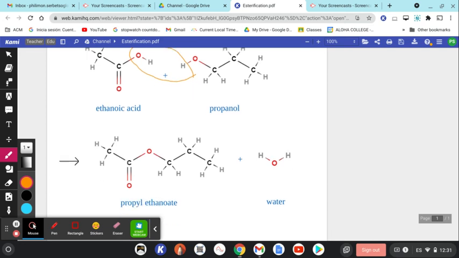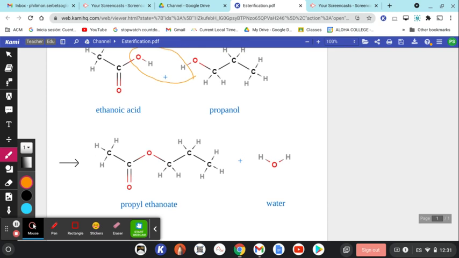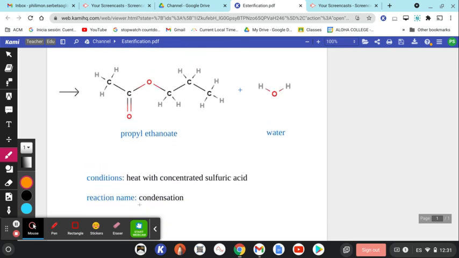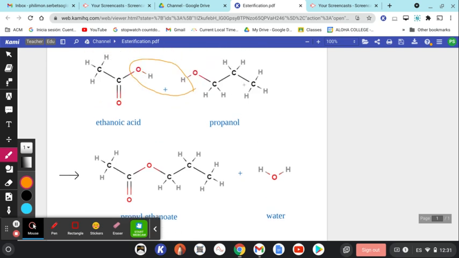Now, if you change the alcohol or the acid, we get different names. So for example, if you react ethanol and ethanoic acid, you make ethyl ethanoate. If you react methanol and ethanoic acid, you make methyl ethanoate, and so on and so forth. Now, this reaction is called a condensation reaction, because you have two molecules coming together to make a larger molecule with a byproduct, which is water in this case, and is usually the case.